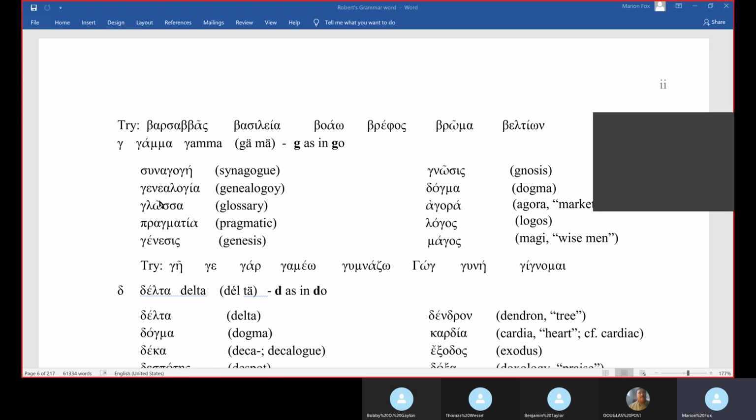Glossa, and our English word glossary comes from it. Now remember, you break a syllable between the two double letters. It's the word tongue. So a glossary in a book is the words, usually words that are probably hard to understand. In my books, I put glossaries in them of words that are kind of difficult.